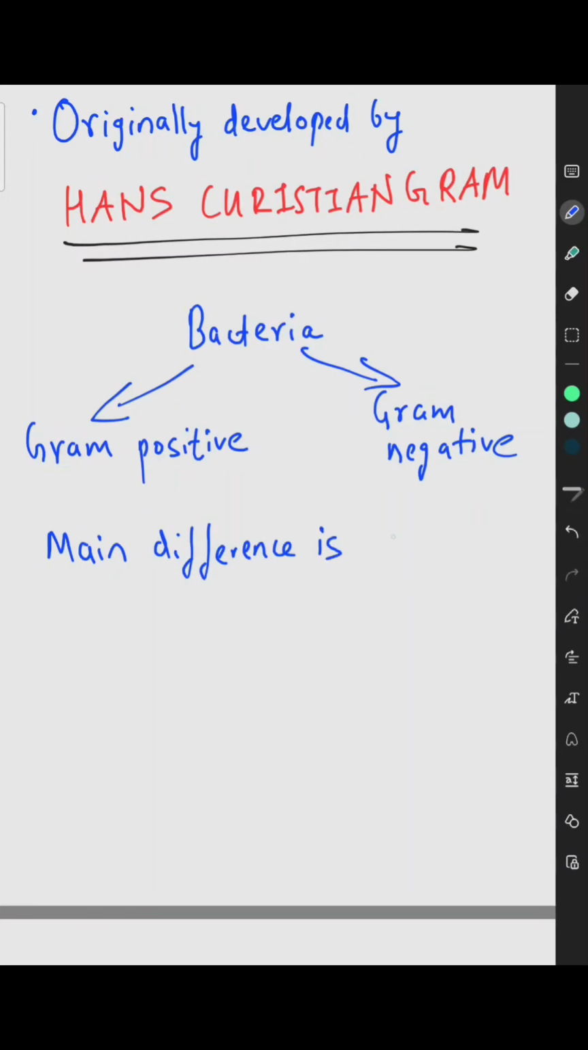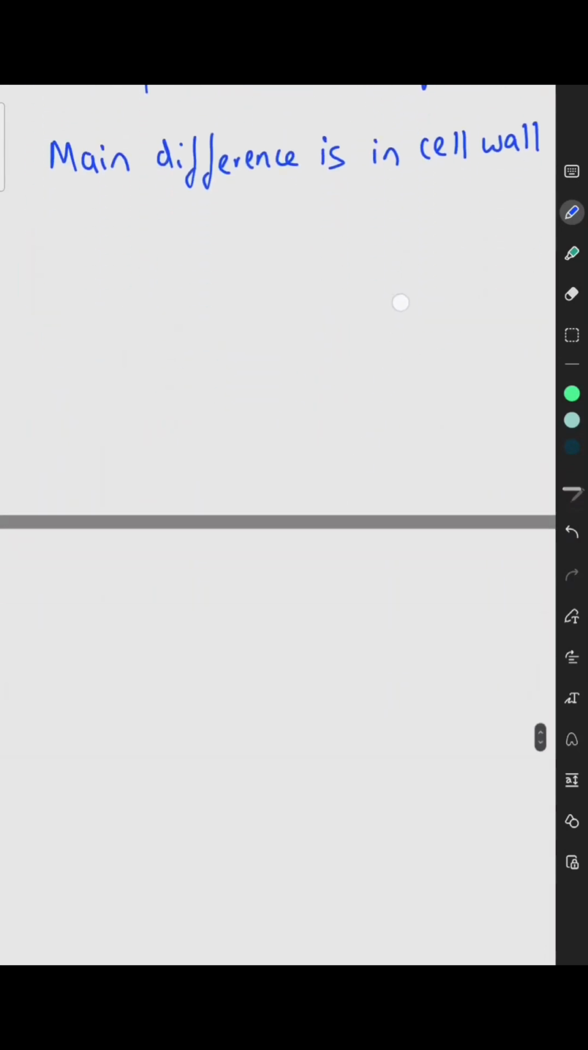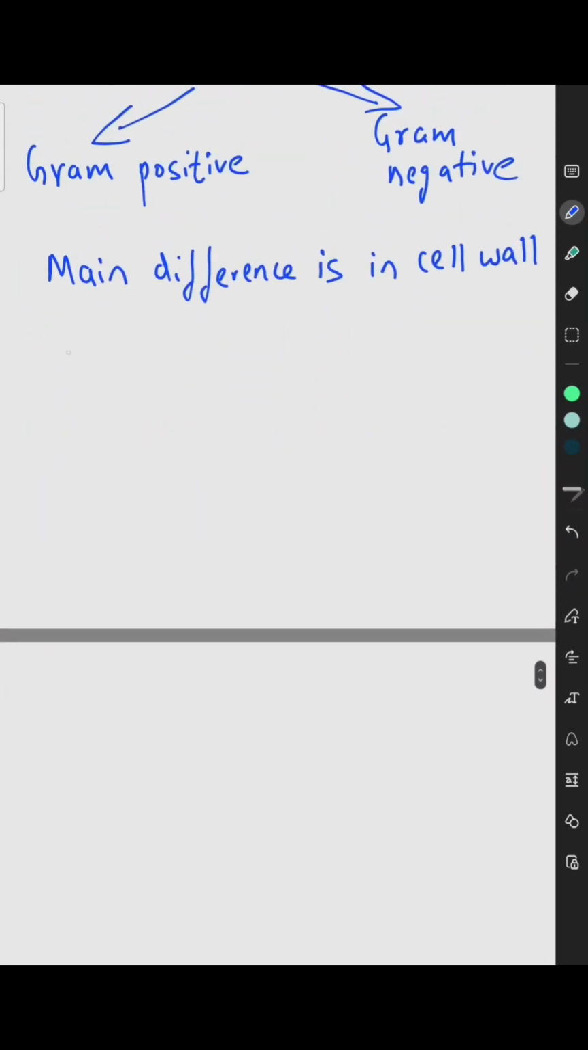So what are the main differences between the gram positive cell wall and a gram negative cell wall? The first and most important is that the gram positive cell wall has a thicker peptidoglycan layer. Now, if you understand the anatomy of the bacteria, the cell wall is the outermost layer, right?